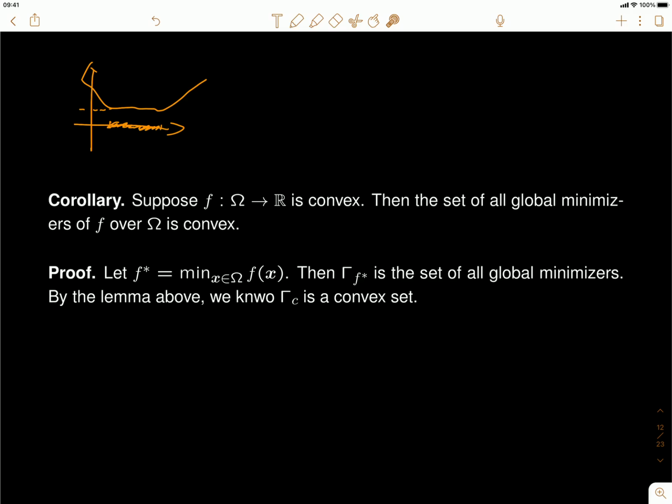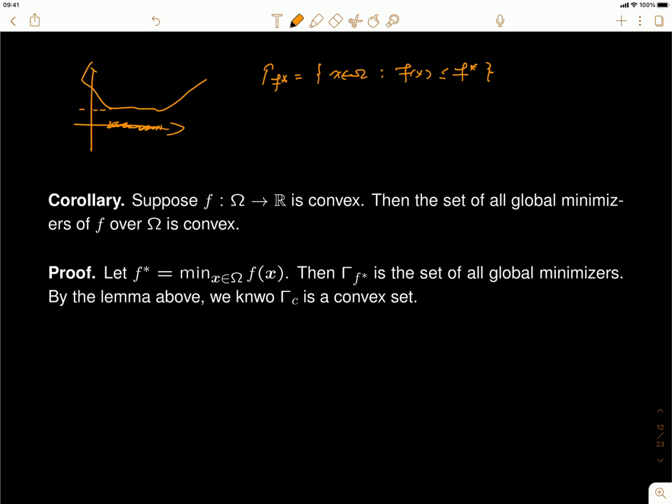And to show that, we just need to realize that if f star is the minimum function value, then the sublevel set at f star is just all the points in omega such that f of x is less than or equal to f star, right? But f star is the minimum value you can get, so less than or equal to f star means that it's equal to f of x star.